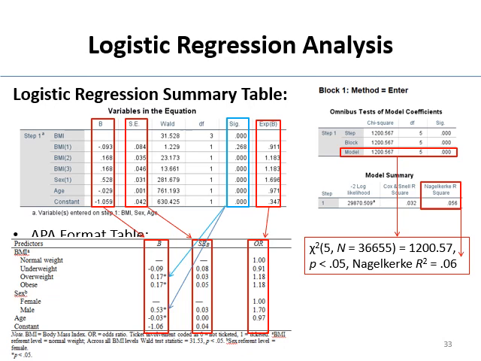So a chi-square of 5, n equals 36,655, is equal to a chi-square value of 1200.57. P was less than 0.05, and Nagelkerke R-squared to 2 decimals is 0.06.